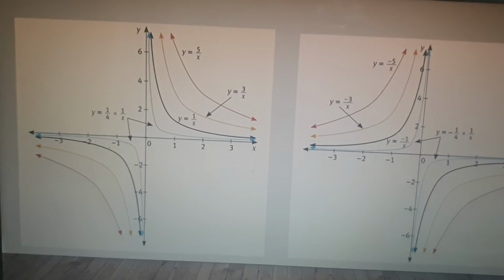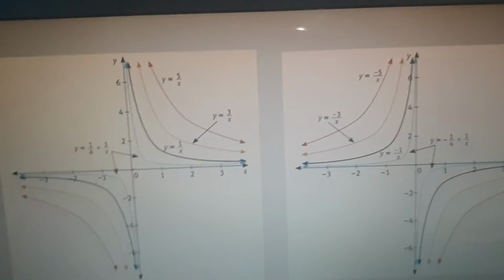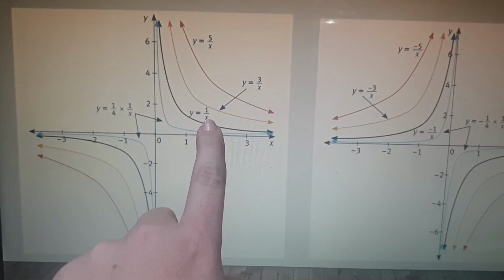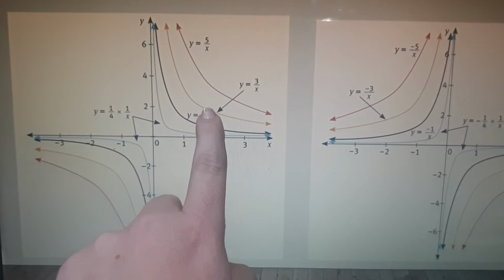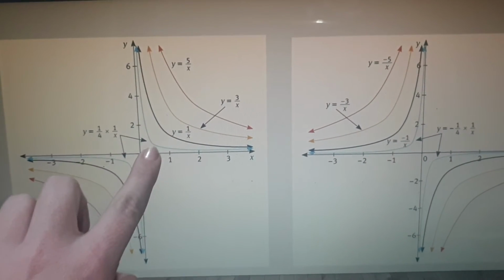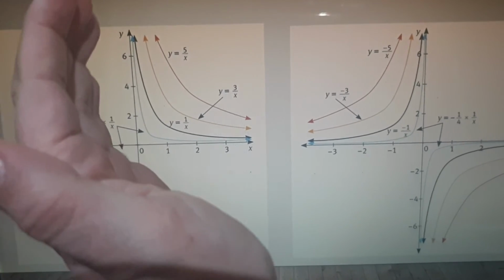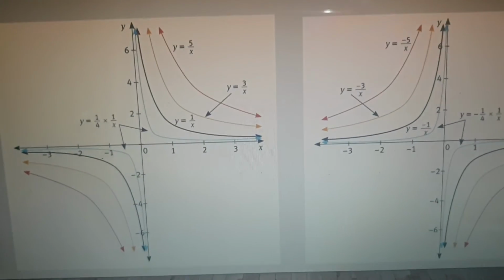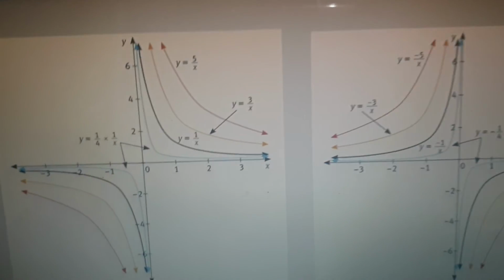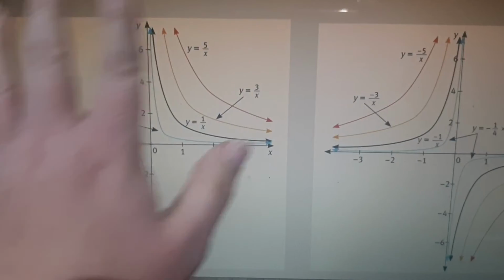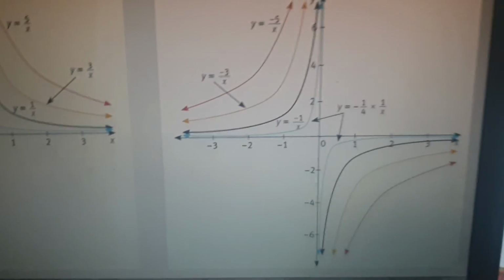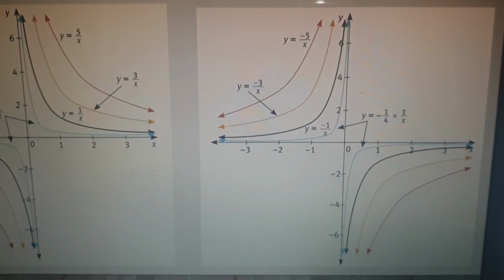Okay, so let's have a look here. This is the influence of a. As you can see, our first graph was y equals 1 over x. The bigger a gets, the further it moves away from the origin, and it's almost as if it becomes stretchier. Okay, so 5 over x, 3 over x, you can see the bigger it becomes, the further it moves away. This over here is when a is bigger than 0. Over here is when a is smaller than 0.